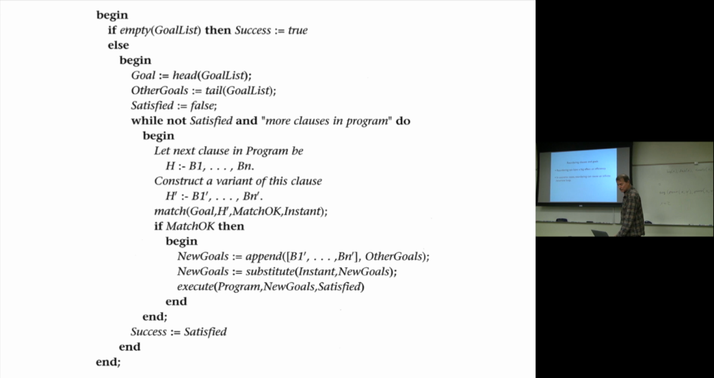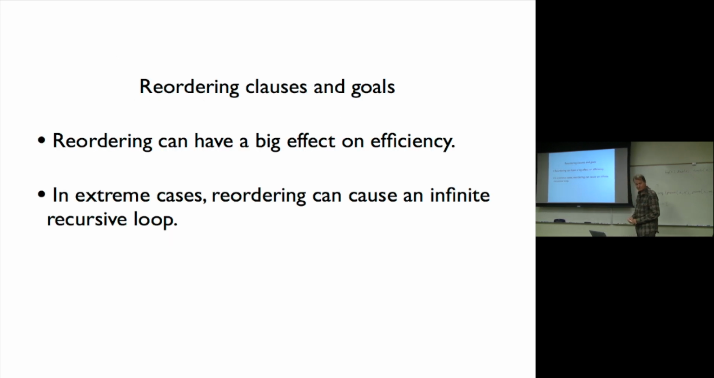Now, I would just want to close off by doing one more thing. And this is reordering clauses and goals. Now, here's the thing. Reordering can have a big effect on efficiency. And in an extreme case, if you reorder it incorrectly, you can have an infinite recursion and the thing will not terminate. And we have 3 examples to show you.